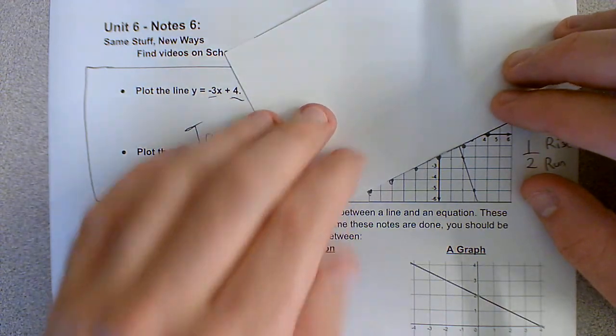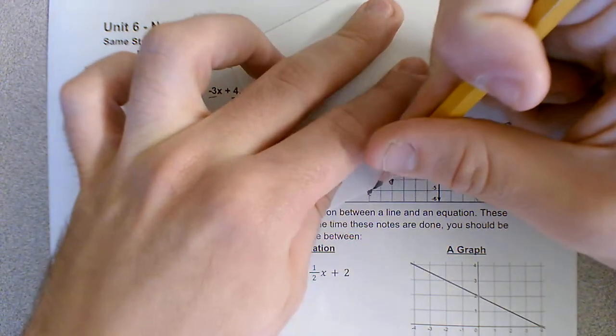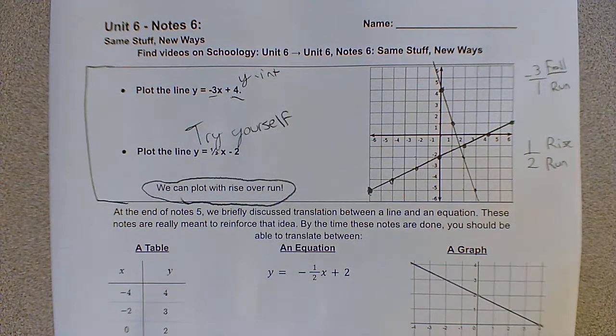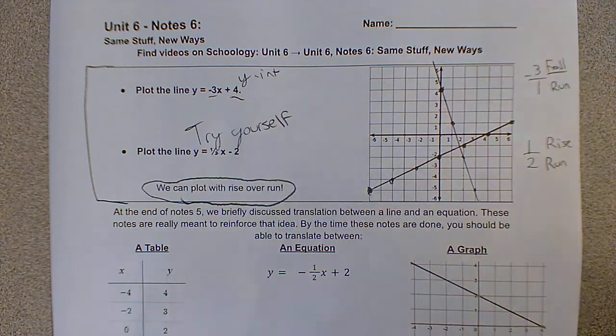Okay, I'm going to use my note card to connect. And that is how you plot a y equals mx plus b. It's the same as what we did before, but this time you've got a y-intercept. It's not going to cross the origin in the middle.